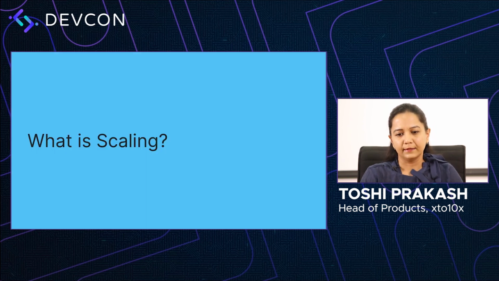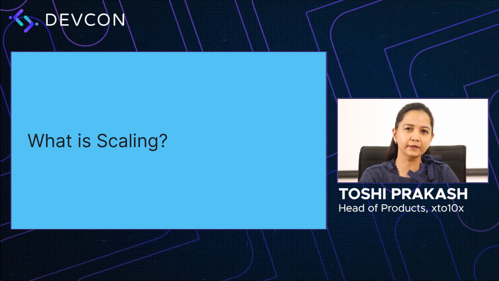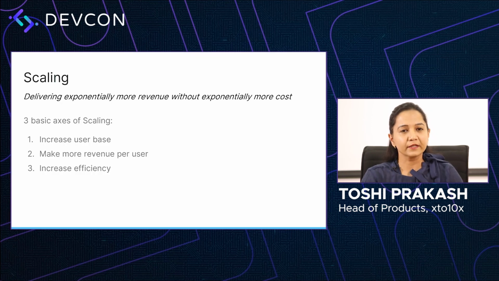So, what is scaling? Scaling is the stage of a product journey when we have achieved a product market fit, we start seeing some traction from the market, and now we want to grow fast. The PMF is hopefully achieved, and it must have been achieved with a very laser focus towards a potentially small market. But now we want to go large. We want to serve a lot of users and, of course, grow our revenue. Overall, scaling can be defined as delivering exponentially more revenue without exponentially more costs.